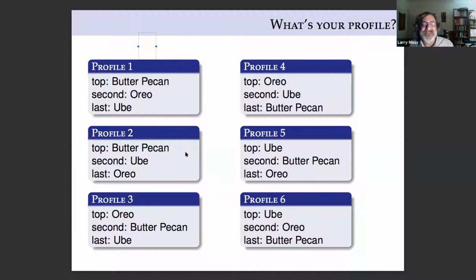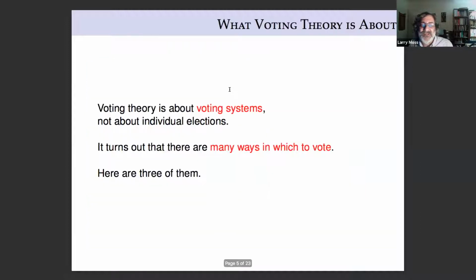Okay, so let me say this about voting theory. This was already mentioned by Armando. Voting theory is actually not about particular elections. It actually is about voting systems. So that's a little bit of a different flavor than you might have expected. So I'm not going to have anything to say about whether a particular election was fair or not fair, or done in a good way or a bad way. But we're going to talk about systems of voting. And it turns out that there's more than one way to vote. In fact, there's many ways to vote, and I'm going to show you 3 of them.